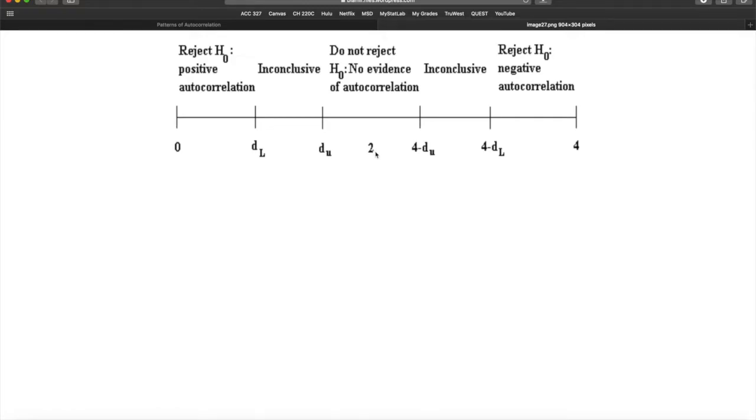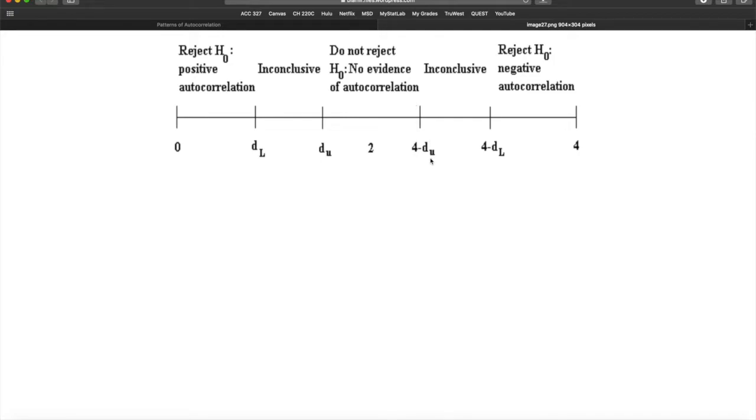And when your Durbin-Watson statistic is between the numbers 0 and 2, we say that there is a greater risk of positive autocorrelation compared to negative autocorrelation. If your Durbin-Watson statistic falls between the numbers 2 and 4, however, then we use this side of the table here. So if it falls between 2 and 4 minus your high critical value, then we once again say that there is no evidence of autocorrelation.